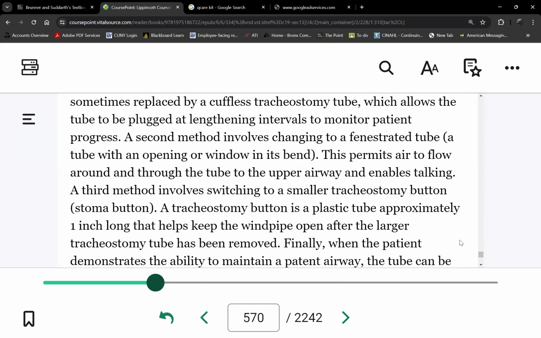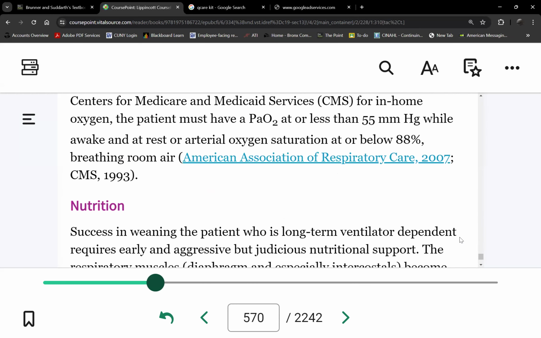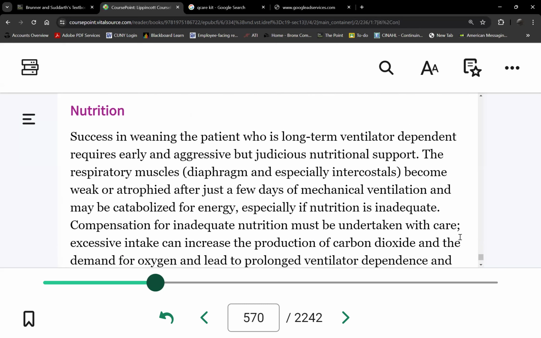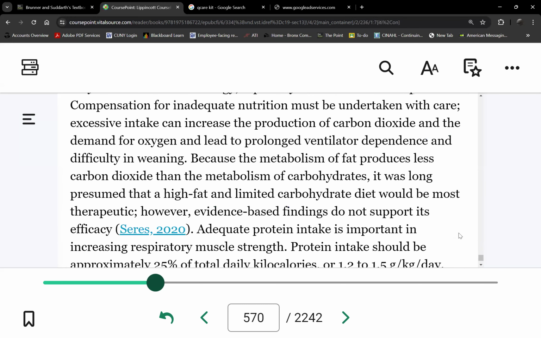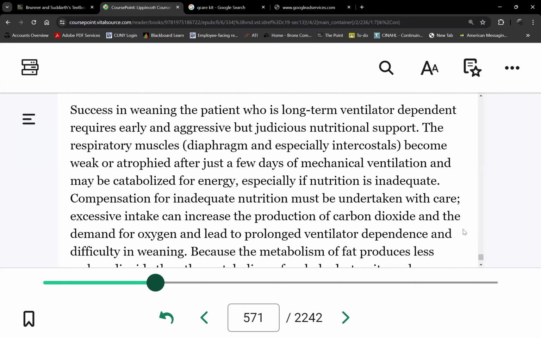The paragraph on patient preparation methods for weaning doesn't apply. Criteria for weaning don't apply. No, no. The procedure here.